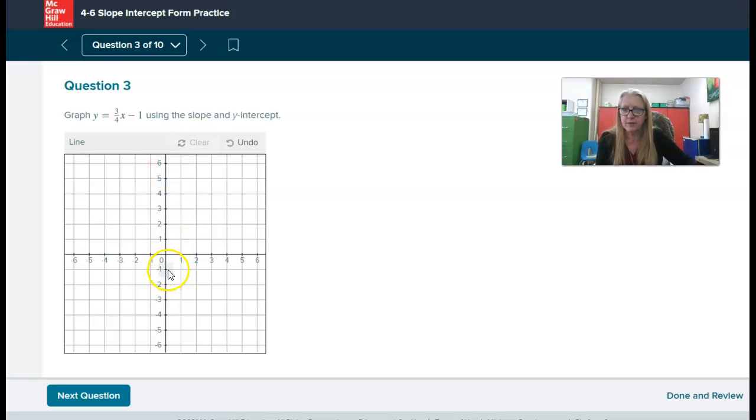So put your -1, that's your y-intercept. Your slope is +3/4, so that's up 3, right 4. So you would go up 1, 2, 3, right 4, 1, 2, 3, 4. And there's your graph.